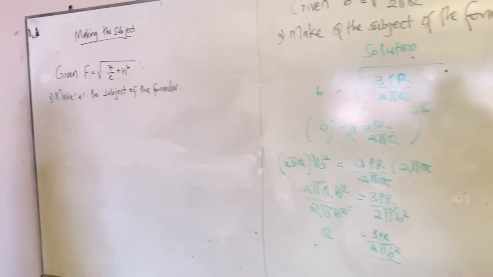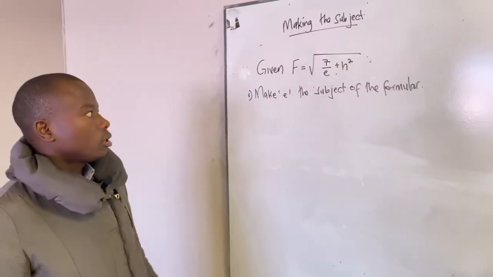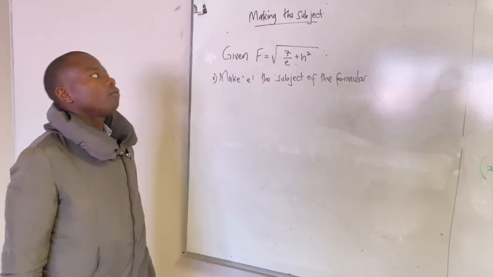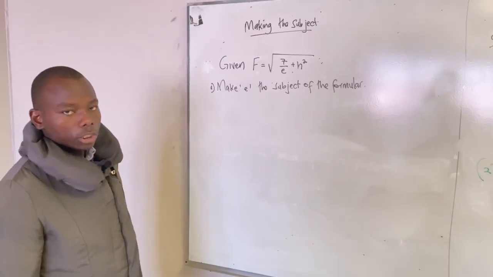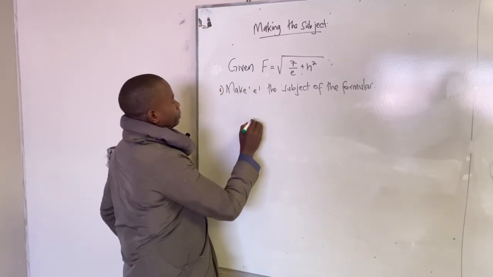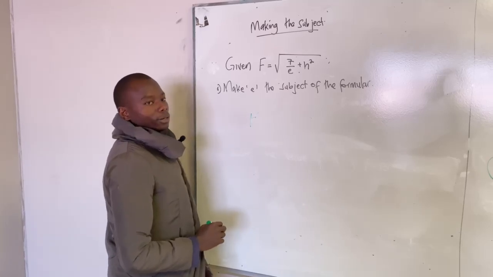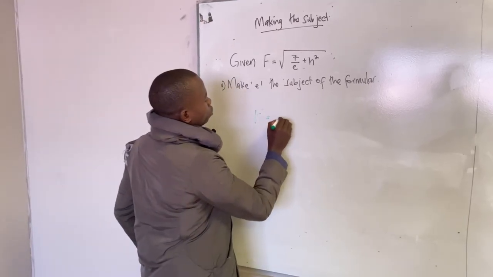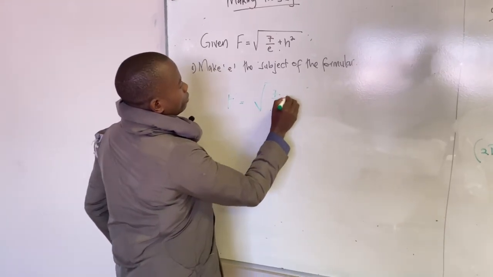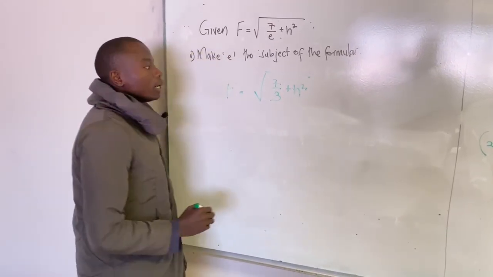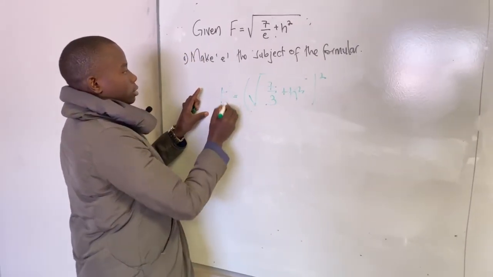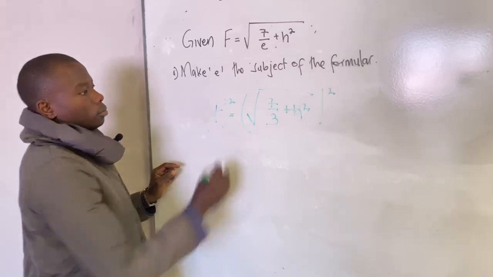Now, if we have f equal to root of 7 over e plus h squared, this one means that we have f will equal to root of 7 over e plus h squared. What we do, we introduce a square on both sides.